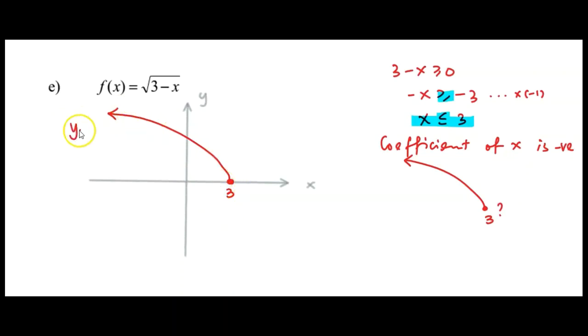And now you can label this as y equals f(x). Again, this is a point which you need to find out because it's a y-intercept. Just put your x equals 0 inside, and you get the square root of 3.